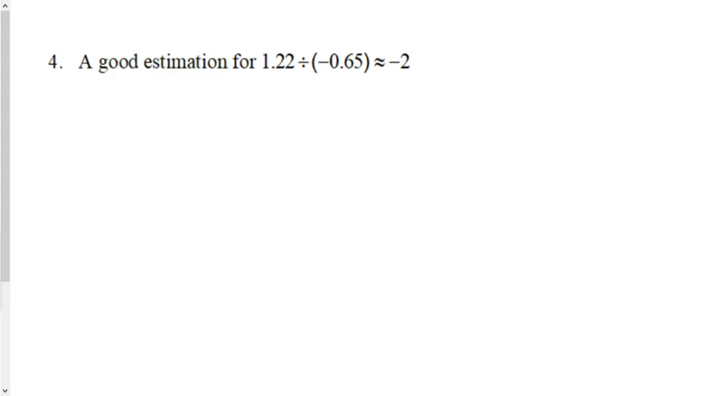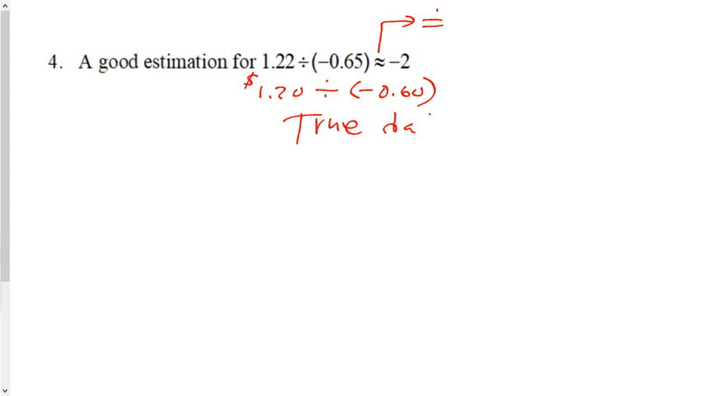Is there only 4 true false? Okay. So your last true false is a good estimation for this. 1.22 divided by negative 0.65 is approximately equal to, the wavy lines is the same thing as the equal sign with a dot above it, negative 2. I'm going to round this to $1.20 divided into piles of negative 60 cents. That's pretty close. Can you make 2 piles if you have $1.20? Yes. So therefore your answer is true. They're approximately equal to negative 2.